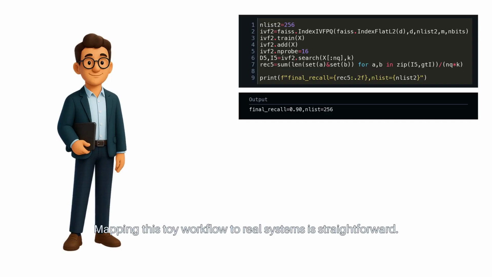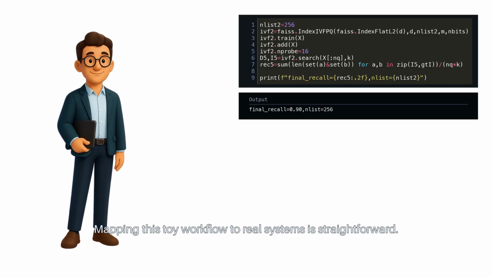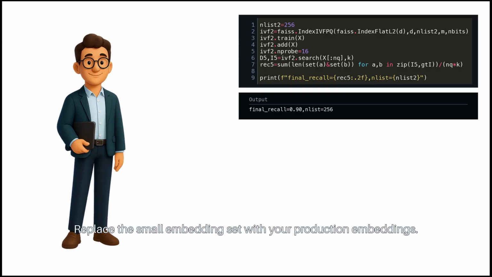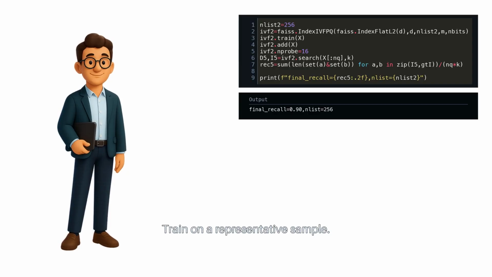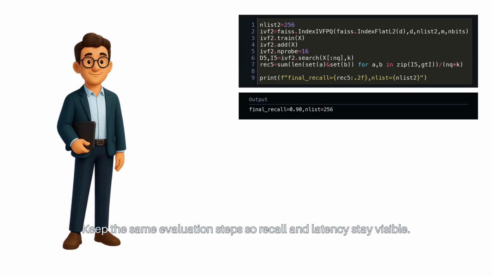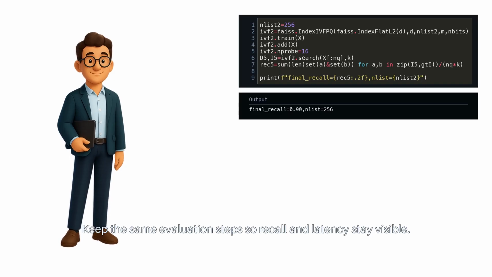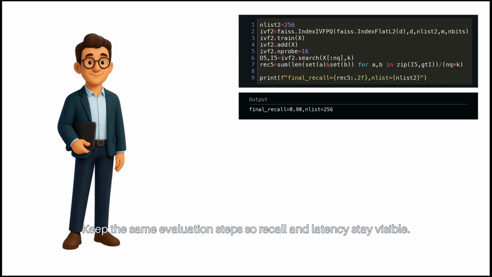Mapping this toy workflow to real systems is straightforward. Replace the small embedding set with your production embeddings. Train on a representative sample. Keep the same evaluation steps so recall and latency stay visible.